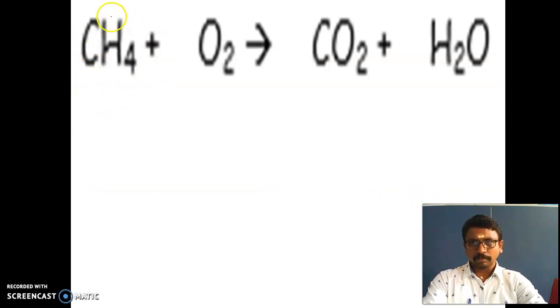So CH4 methane is reacted with the oxygen. It will give carbon dioxide, that is CO2 plus H2O. So here you can see carbon, the number of atom is 1, here also the number of atom is 1. And hydrogen, here the number of atom is 4, here the number of atom is 2, so that we have to put 2 here. Hydrogen is balanced. And oxygen, here the number of atom is 2, here the number of atom is 2 plus 2, 4. So that we have to put 2 here.